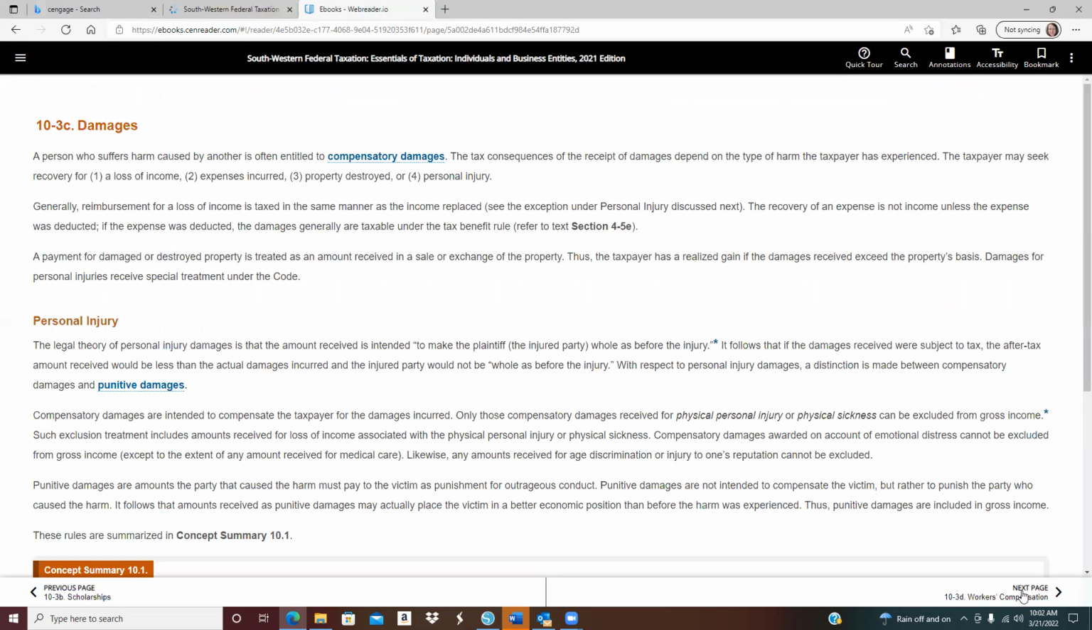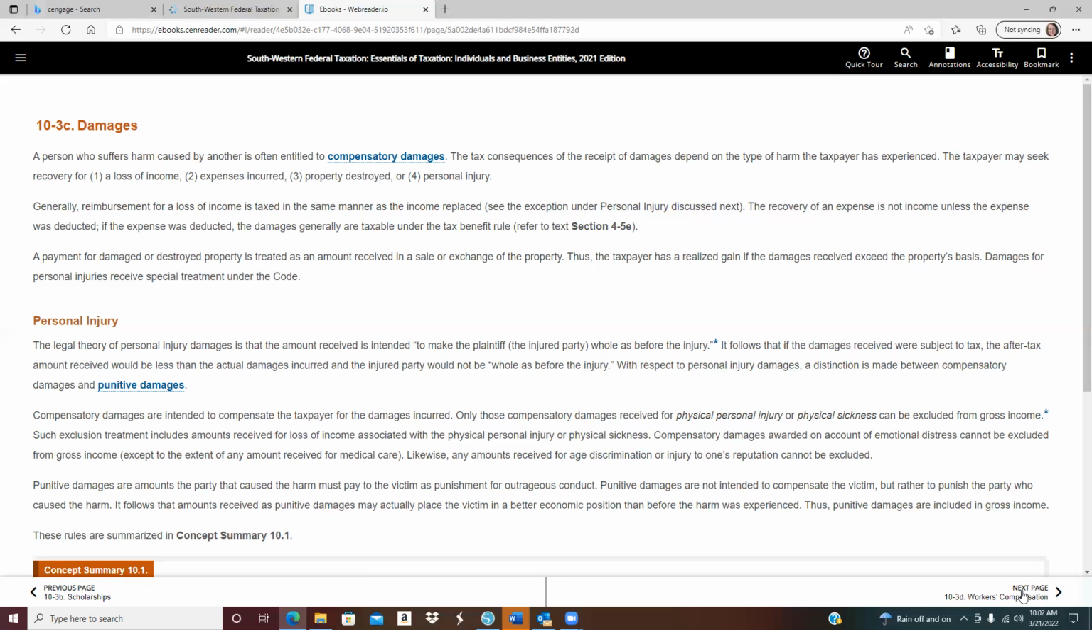Damages. Okay, so a lot of times the person who suffers harm is caused by another. The tax consequences of the receipt of damages depend on the type of harm the taxpayer receives. The taxpayer may seek recovery for a loss of income or even personal injury. Reimbursement for a loss of income is taxed in the same manner as the income replaced. The recovery of an expense is deducted. The damages generally are taxable under the tax benefit rule.